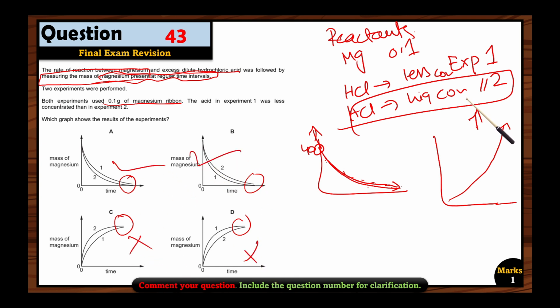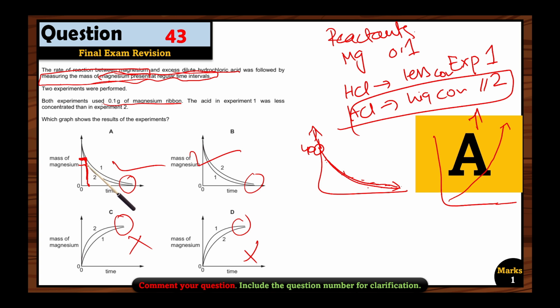Okay, now let's see. Higher concentration is in experiment 2, so your experiment 2 will have a steeper graph compared to 1. So let's see in which one you have, in short time, less mass remaining. This is the shortest time, right? In this time the mass remaining is this much, but at the same time the mass remaining in experiment 1 is here. It's more in here. So what does it mean? That's why option A is the right one.